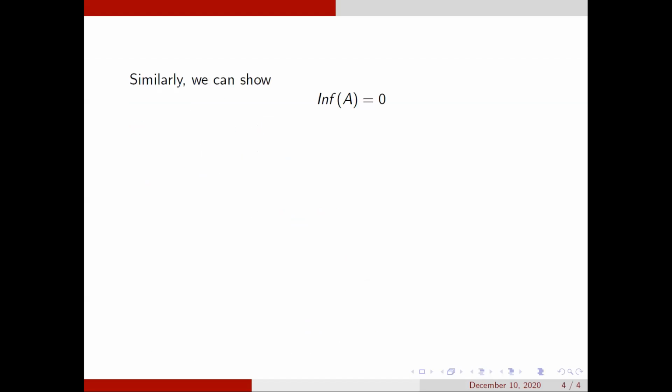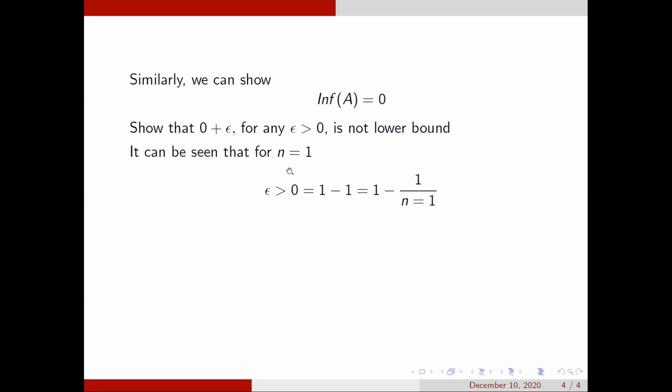Similarly, we can show that the infimum of set A is 0. The first thing we can see is that for n equal to 0, 1 minus 1 by n gives 0, which belongs to the set itself, which is the smallest element, and all elements of the set are positive. So 0 is the smallest, and by definition, 0 plus epsilon for any epsilon greater than 0 is not a lower bound, right?